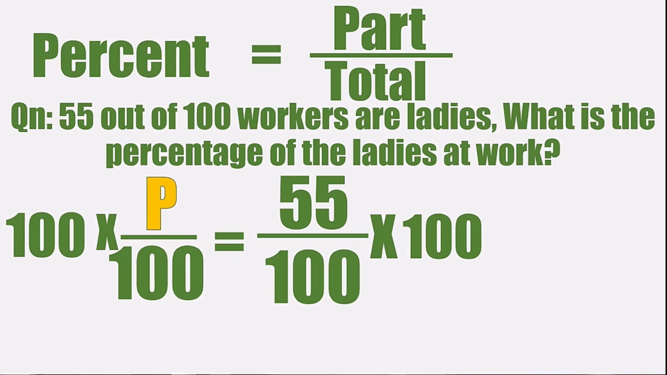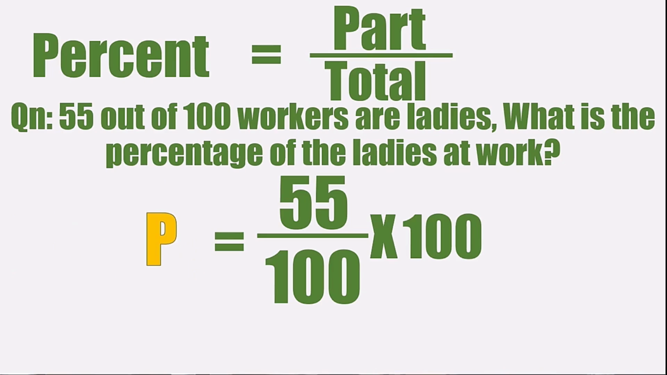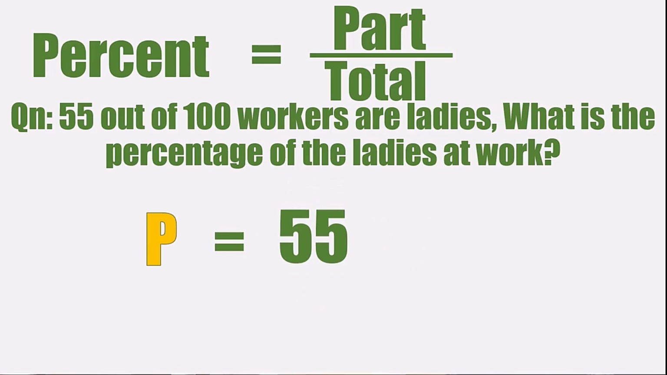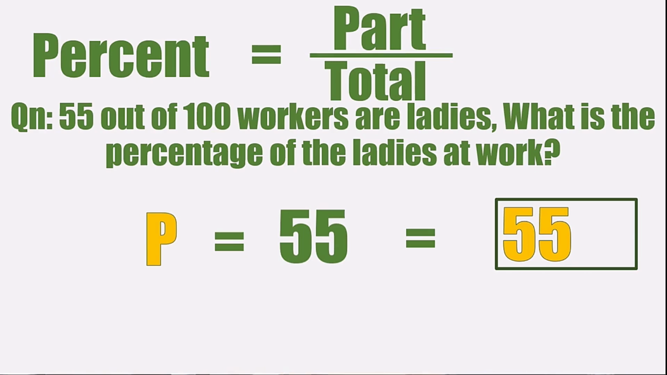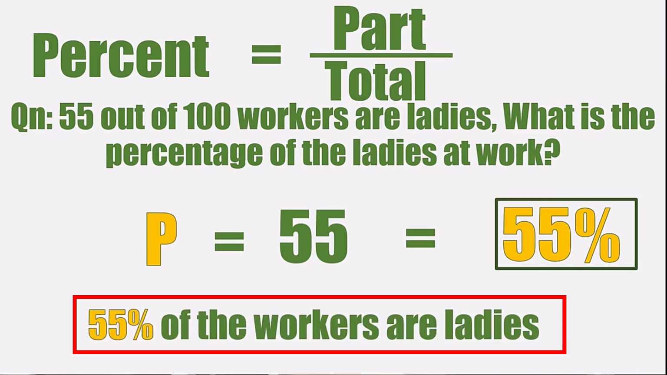Now I'm going to cancel this 100 and this 100, and on the left hand side I'm going to remain with just P. Since I'm seeing 100 on the denominator being multiplied by another 100, I can cancel that 100 and also that 100 so that I remain with just 55. Now this P equals 55 is not yet correct. In order for us to show that this 55 is the percent, we need to add the percent symbol. That 55 is the number of ladies at work, but this 55% is the representation of the number of ladies in every 100 workers. Also, you are allowed to conclude that 55% of the workers are ladies.